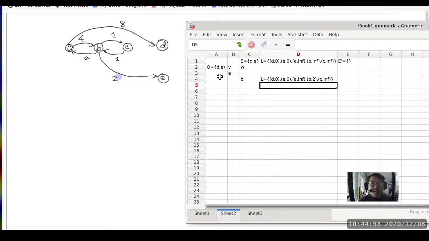I forgot one thing here because every time we pick an item out of Q, we'll be in the while loop, but before the for each, we have to remember to take it out of Q so that we don't get into an infinite loop. So I forgot about this update of Q here.